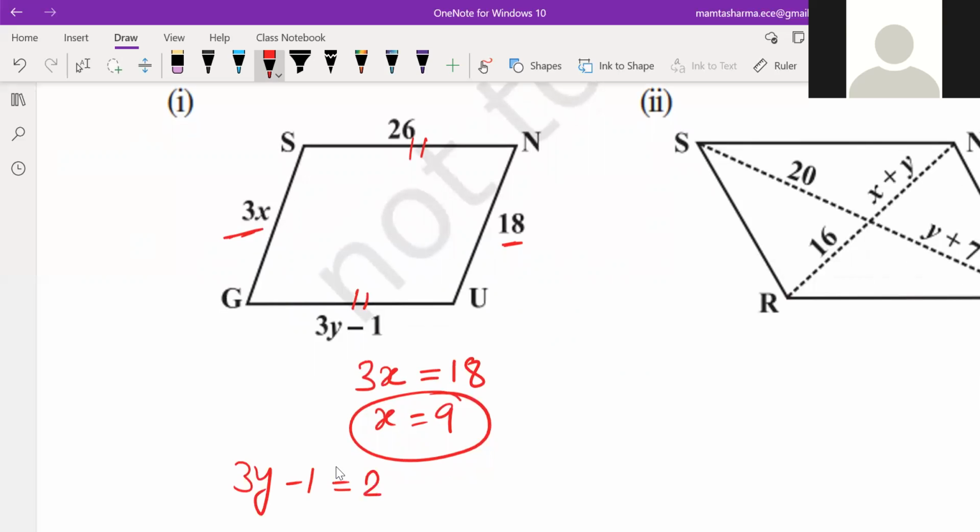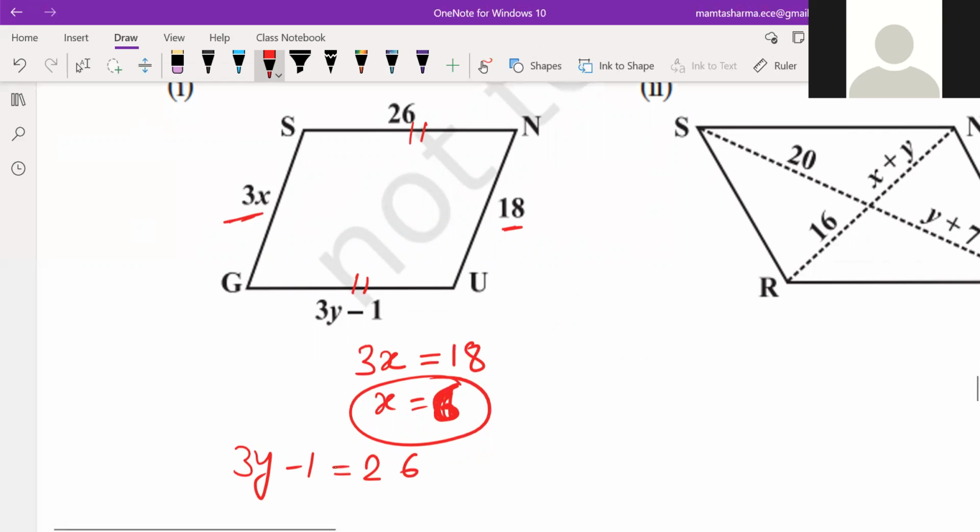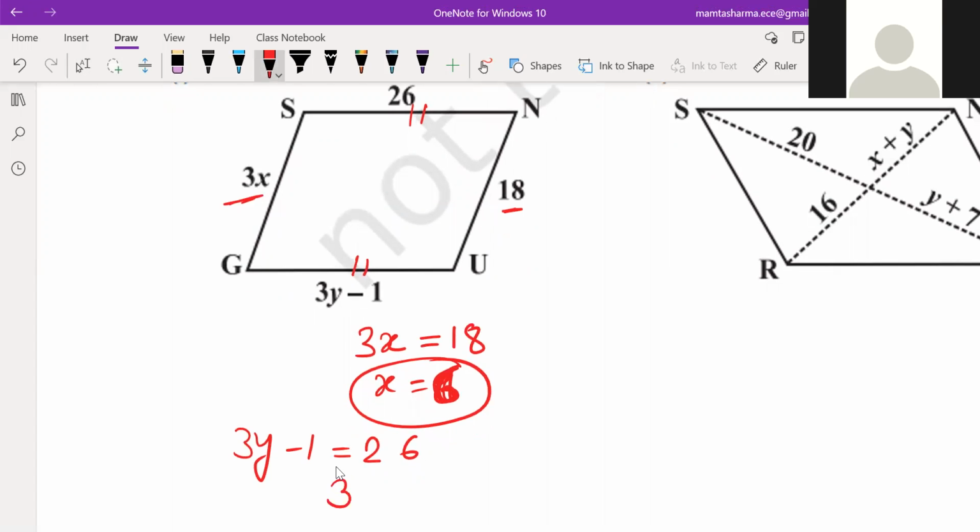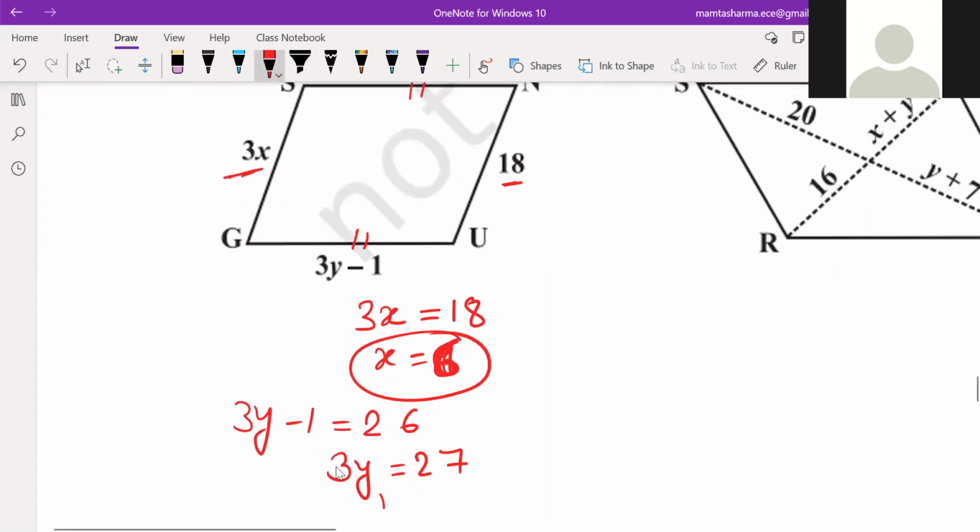Ma'am, x is 5, right? 3x equals 18. X is 6. Ma'am, I guess 6 equals 6, right? Yes, ma'am. Ma'am, and y is 9. Rest of you, please type your answer. Y equals 27. Are you getting the same? Yes or no? Type yes or no. Yes, ma'am.